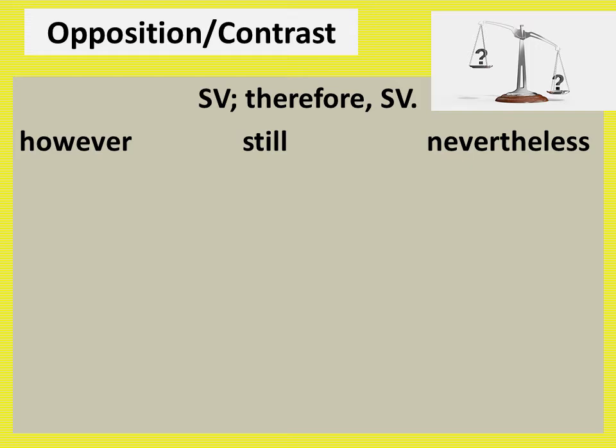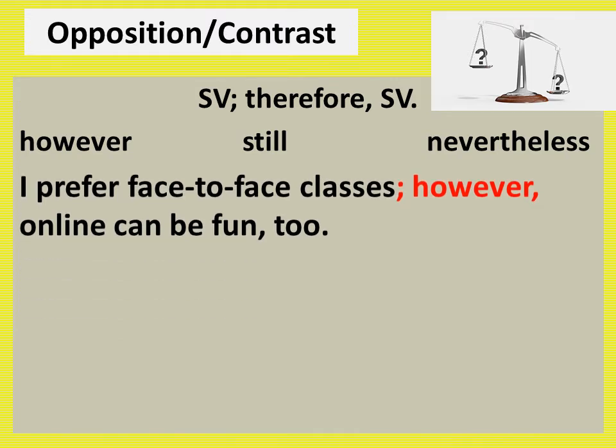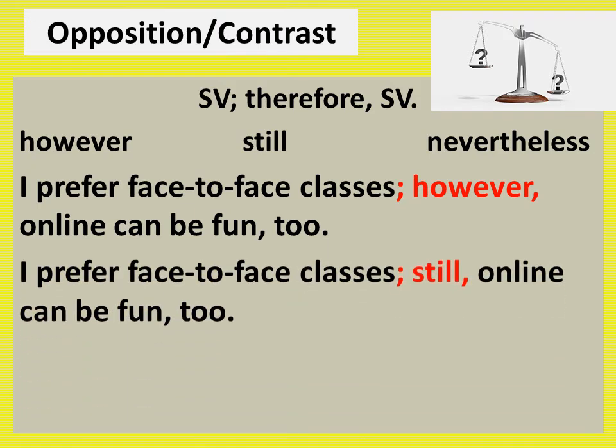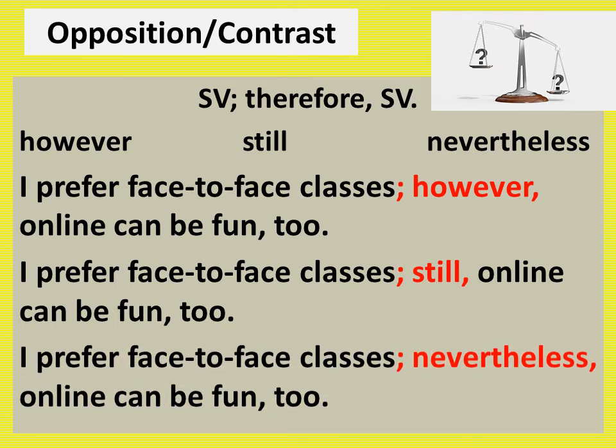For opposition and contrast, of course, we have the formula SV, semicolon, therefore, comma, SV. And three typical phrases are however, still, and nevertheless. So I can write, I prefer face-to-face classes, semicolon, however, comma, online can be fun too. And I can say the same thing using still. I prefer face-to-face classes, semicolon, still, comma, online can be fun too. And as you guessed, I prefer face-to-face classes, semicolon, nevertheless, comma, online can be fun too.